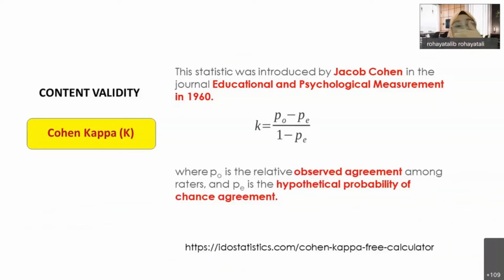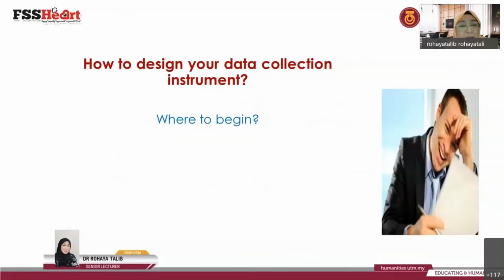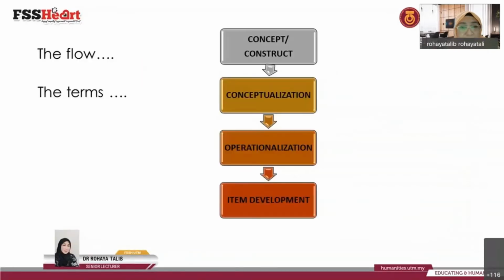This is a very simple content validity method, whereby I assume most of you have already heard about this, and some of you might try to calculate the Cohen's Kappa. I get this Cohen's Kappa free calculator, data collection instrument, and where to begin? Where to begin? And some of you want to develop your own instrument.